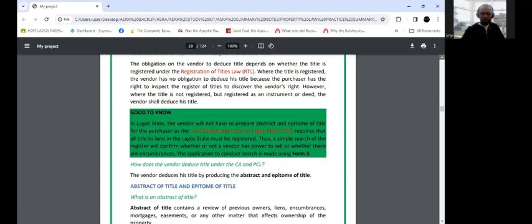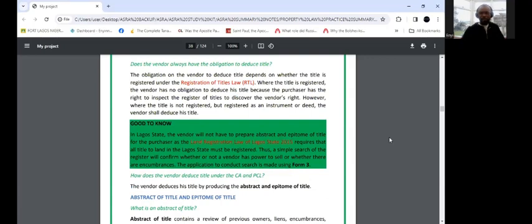But what you should note is that the deducing of title would not be necessary where you have the registration of titles law in a jurisdiction. For instance, for law school purposes, in Lagos State, you have the Lagos registration law, which requires that all title to land must be registered. And so the vendor would not have to prepare an abstract, an epitome of title in order to deduce his title to the purchaser, because the purchaser, if he conducts a search at the land's registry, would be able to get all that information and be properly informed of what encumbrances have been created on the land, if those encumbrances have been discharged or not.